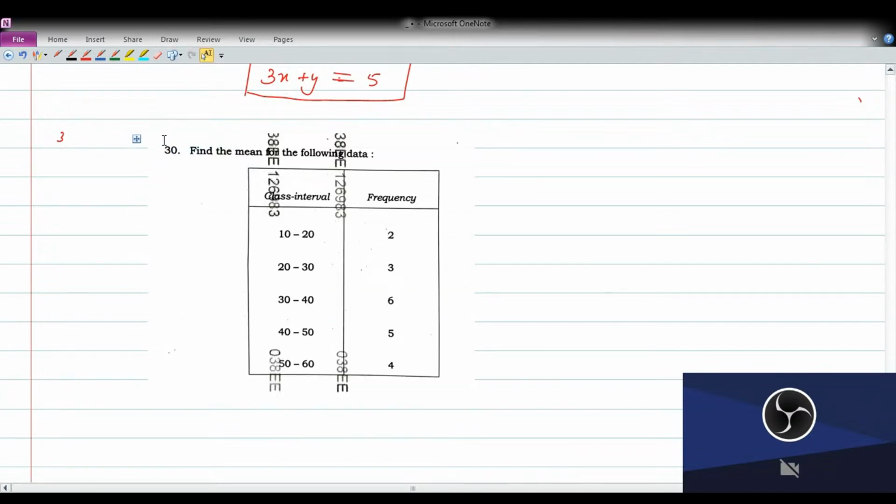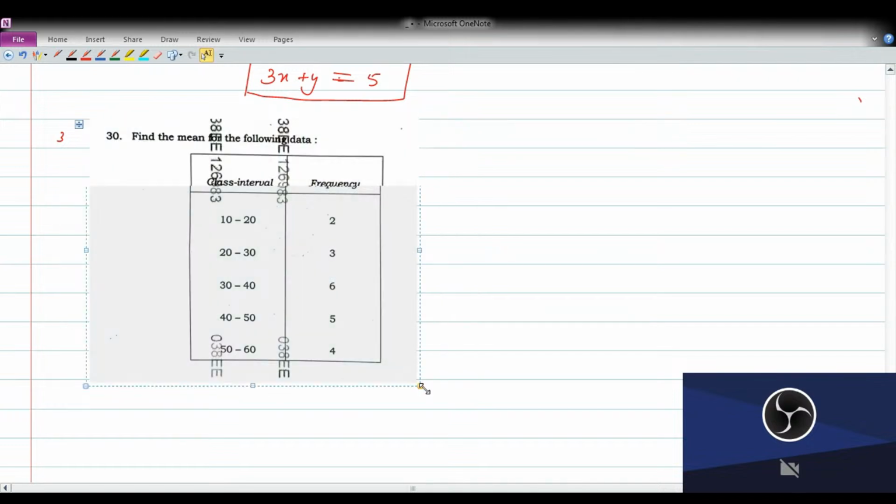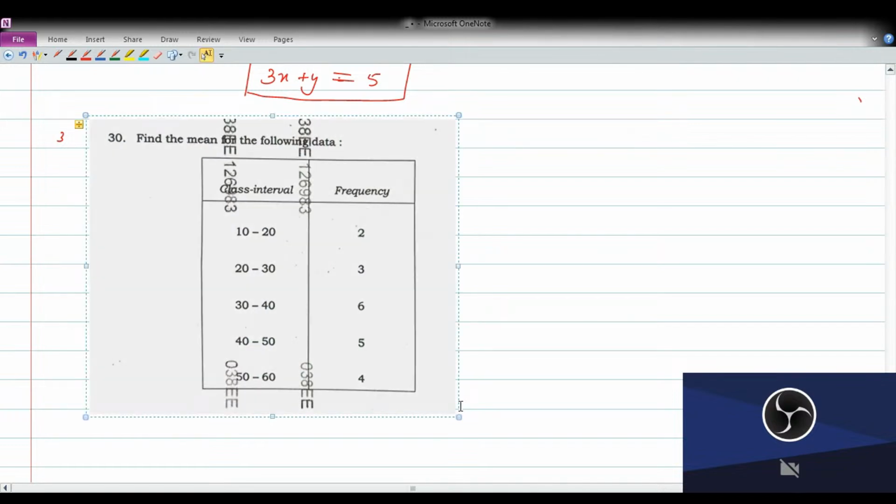So we need to find out the mean for the given data. It is a very simple problem, so we can use the direct method itself. I am going to find out the xi first. What is the xi for this? I am going to find out the class mark. The class mark of 10 to 20 is 15.